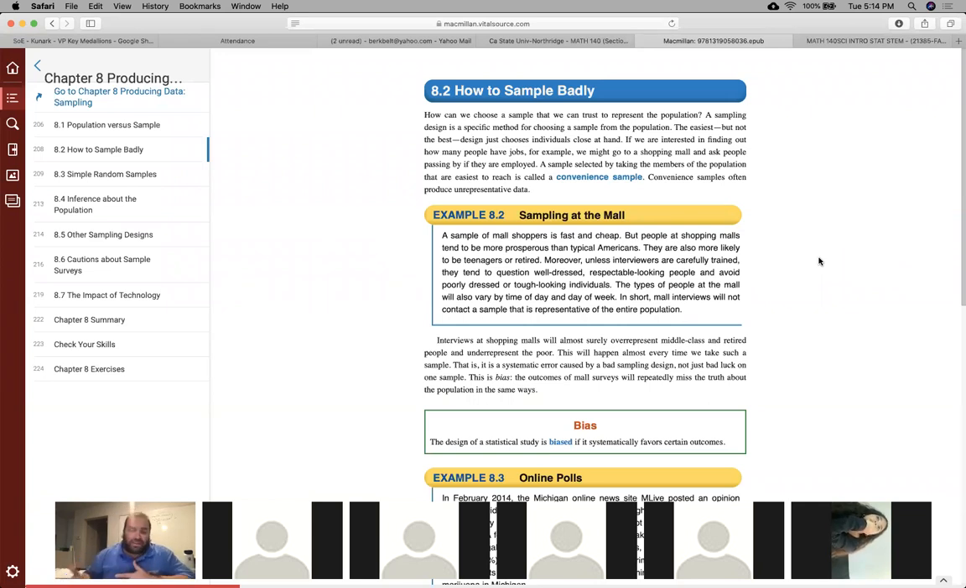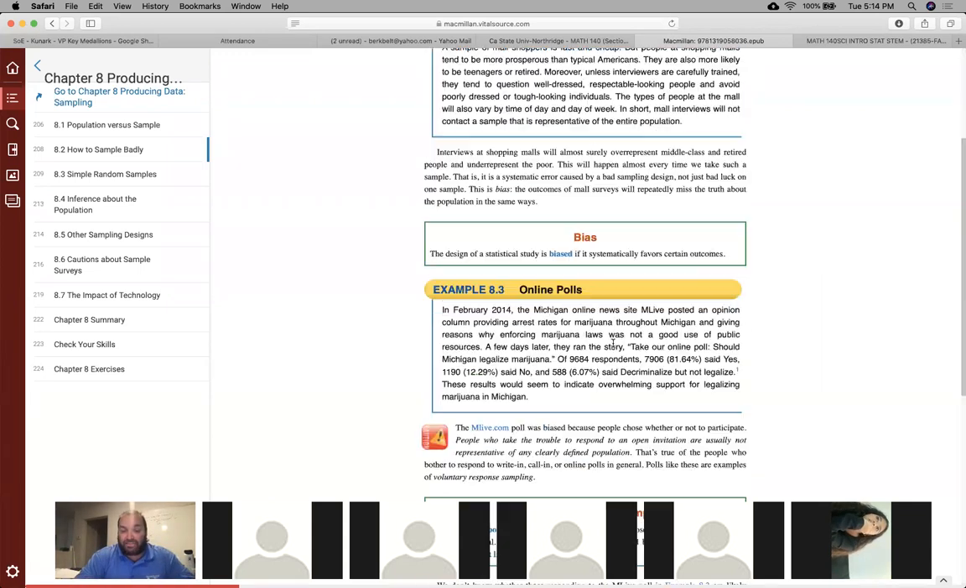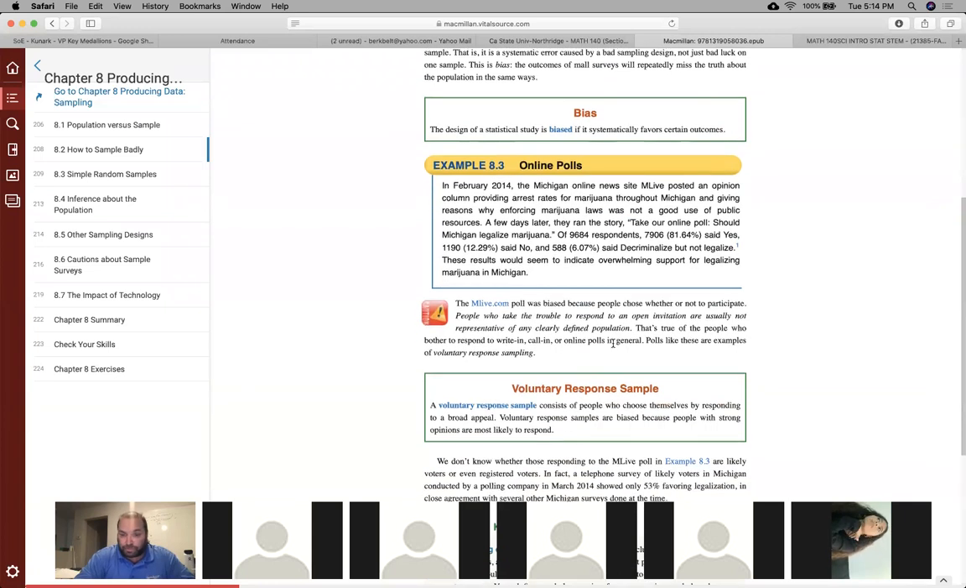So therefore, it systematically favors basketball as being your favorite sport over something else, and therefore it is not a good sample. It's convenient. I'm there anyway. I'll just ask 1,000 people, but it's not designed in a way to eliminate bias. That's a bad sample. Does that make sense?